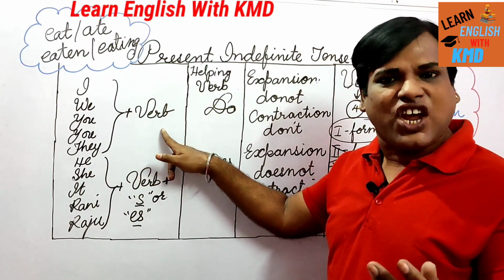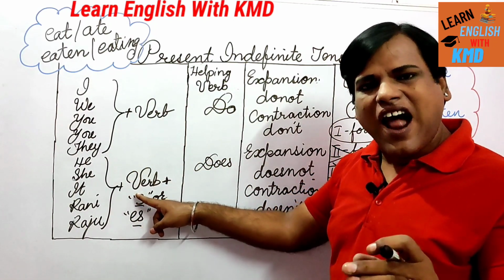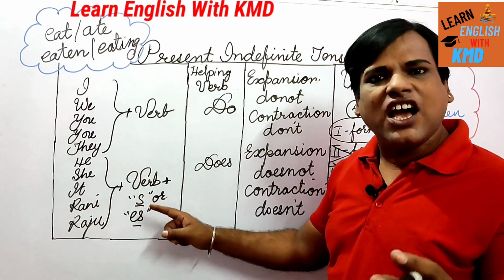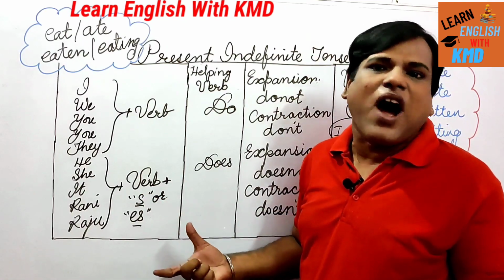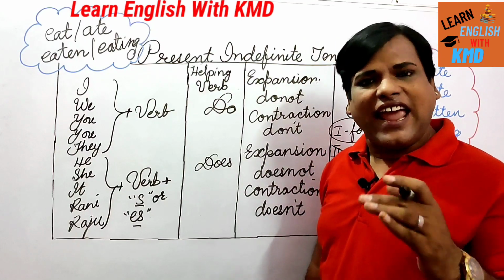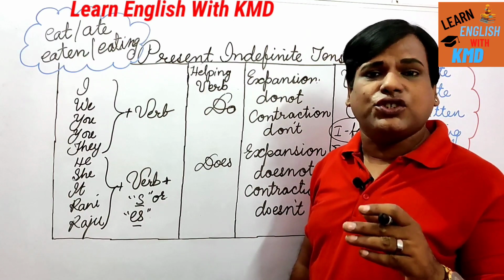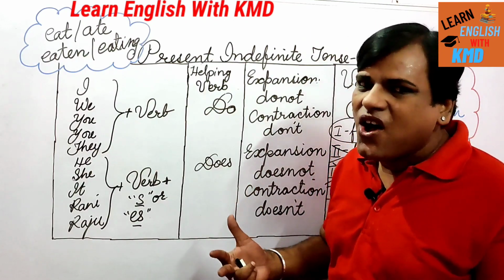They write a story. Coming to the second category, he write plus yes, or as it becomes? Well, it becomes writes. He writes a story. She writes a story. It writes a story. Rani writes a story. Raju writes a story.